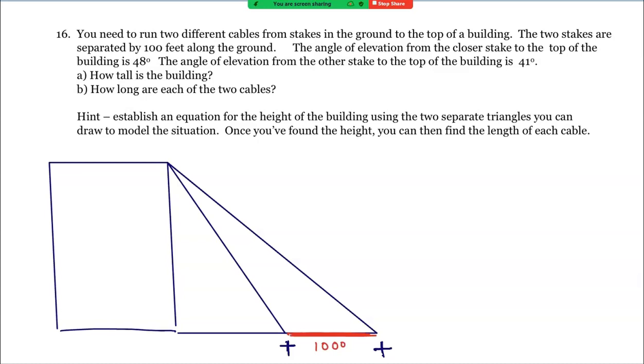I then know that the furthest stake, the angle of elevation from the closer stake, is 48. So this is 48. And then from the furthest one, this is 41. Okay, so I need to figure out the height of the building. So I want to figure out x. X is the height of this building.